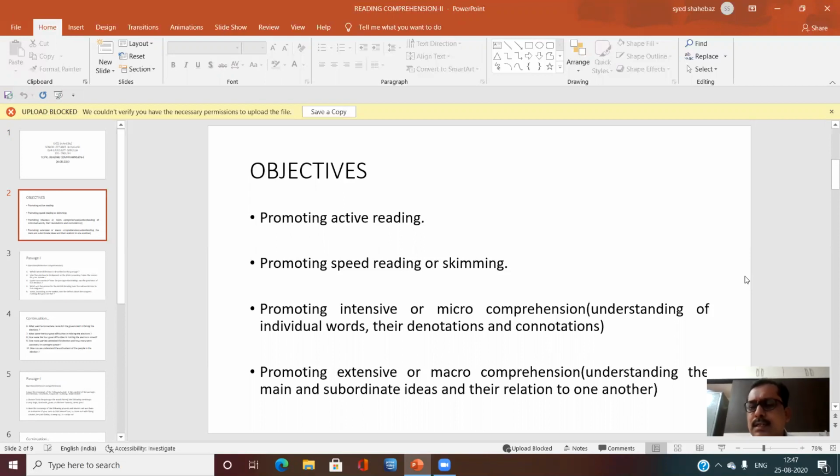Let us see the introduction of this reading comprehension. There is a basic difference between reading and listening.